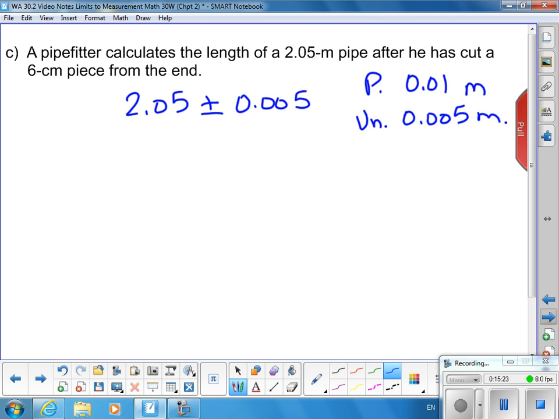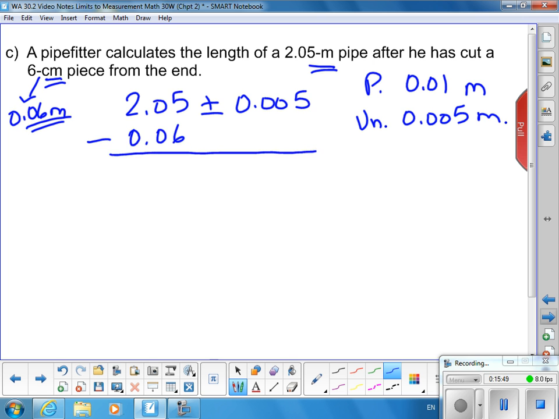The measurements could be up or lower than that measurement, so you're going to combine them, but you're actually going to subtract the piece cutoff, which is 6 centimeters. 6 centimeters is 0.06 of a meter. Be very careful that you're working in the same units. This one's in meters, this one's in centimeters. They both have to be the same units. So you're going to subtract 0.06, but you're still going to add the uncertainties, because that's how much they could be out.